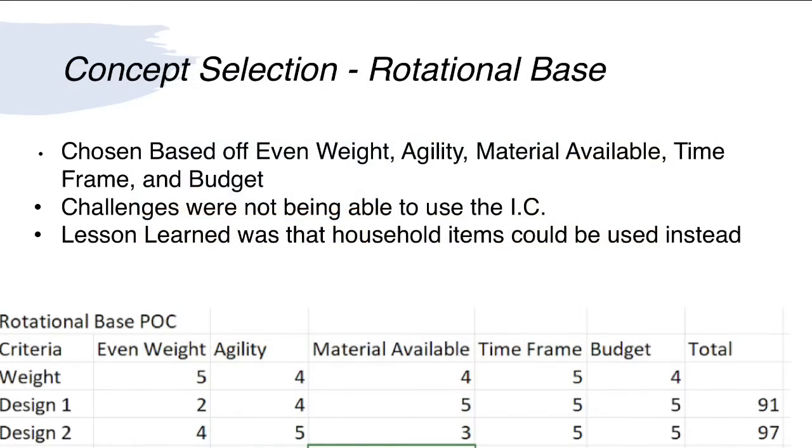On the next slide, I have the concept selection. We were able to choose what rotational base we wanted to go with by using a decision matrix shown at the bottom. The criteria that we used, with an even weight, were agility, material we had available, the time frame that we were given, and budget. Based off of the given criteria and the weight, we decided design 2 was better.